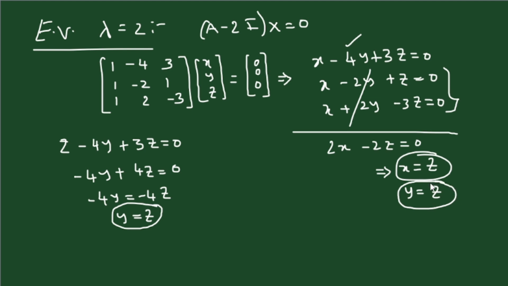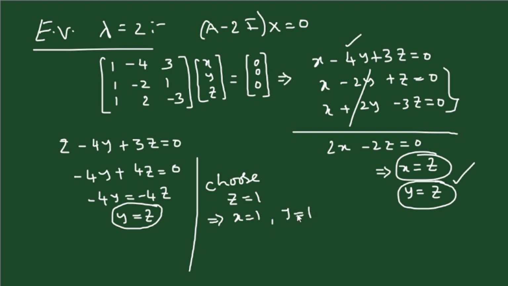See here, two variables are depending on one variable. So we have a chance of choosing only one value, right? If you choose one variable z equal to 1, you will obtain the values of two variables, x equal to 1 and y equal to 1, because x equal to z, y equal to z. So therefore, we have got the second eigenvector as (1, 1, 1).